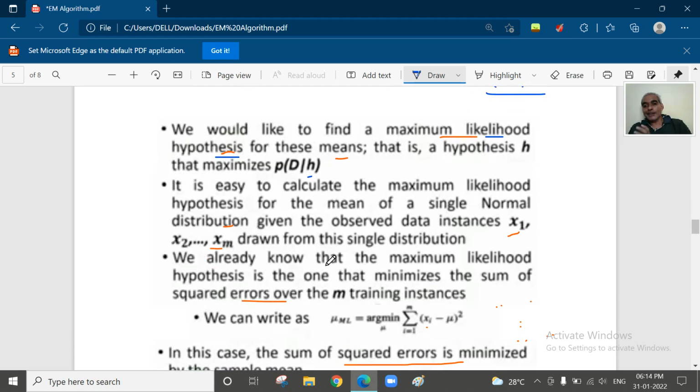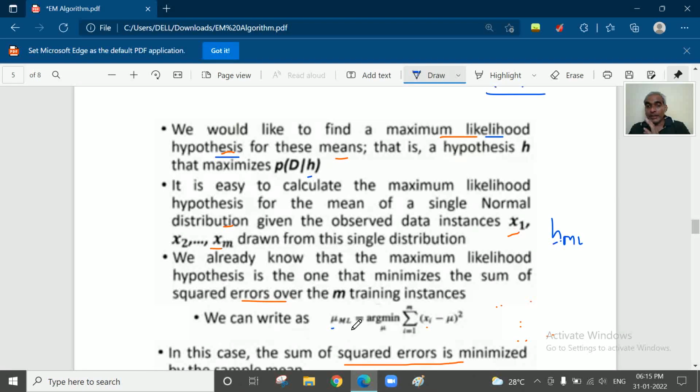Now it is easy to calculate the maximum likelihood hypothesis for the mean of a single normal distribution. When you have a single normal distribution, it is very easy for us to find the maximum likelihood hypothesis. How do you find it? By this equation, already we know it. Instead of H ML, which we wrote in our previous module, the hypothesis here is the mean of the k Gaussian distributions, so instead of H, now we represent it as mu.